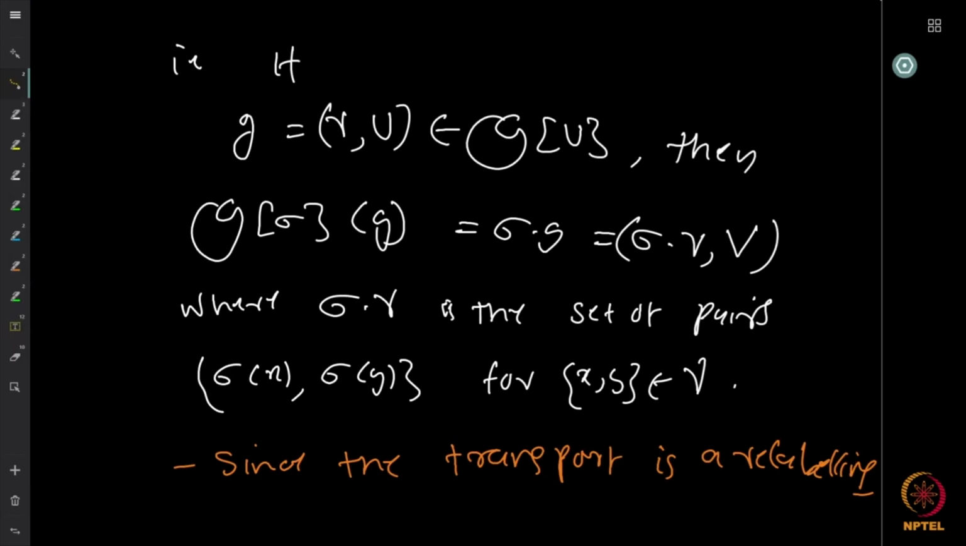And sigma dot gamma relabels the edges with the correct numbers. That is given by this definition: sigma dot gamma is the set of all pairs sigma of x comma sigma of y for xy an annotated pair in gamma. So whenever there is an edge xy, sigma of x and sigma of y will be the corresponding pair of elements that makes the edge in the transported structure.